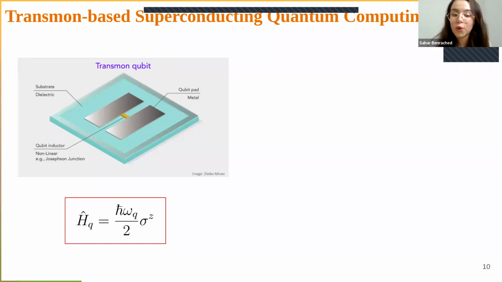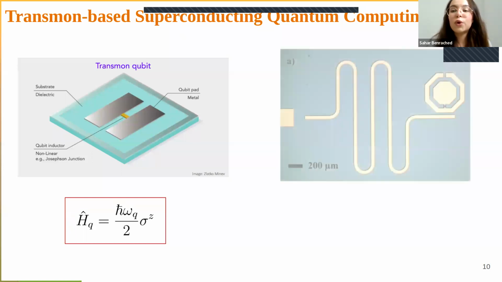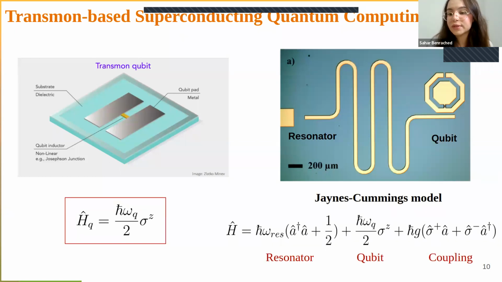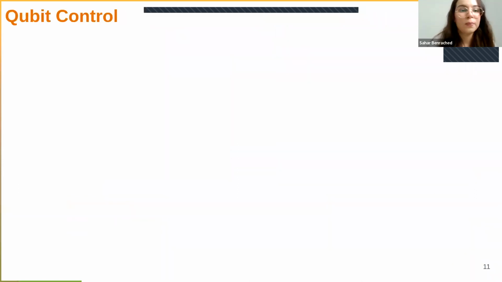It's at h bar omega q over 2 sigma z, where omega q is the qubit frequency and sigma z is the Pauli Z matrix. Now, in order to control and read out the state of our qubit, we connect to a resonator, and this connection is mediated by an electrical field, and the Hamiltonian of the system is described using the Jaynes-Cummings model. So we can see that the Hamiltonian of the system is the summation of the resonator, the qubit, and the coupling Hamiltonians or energies.